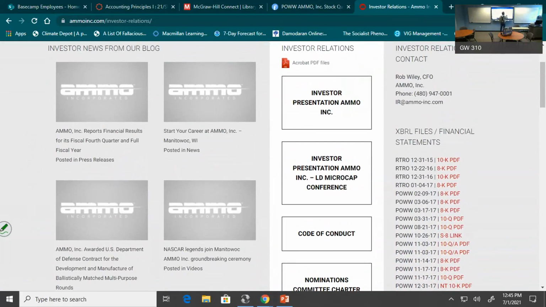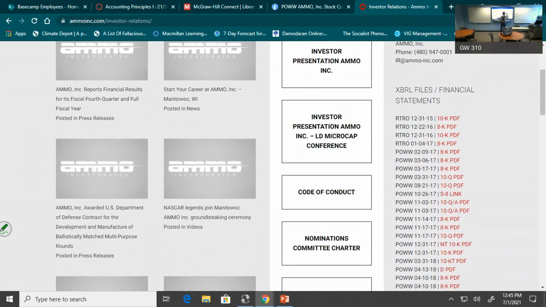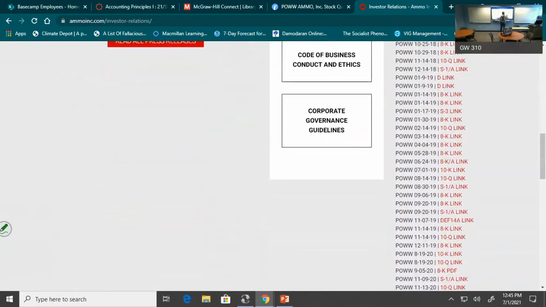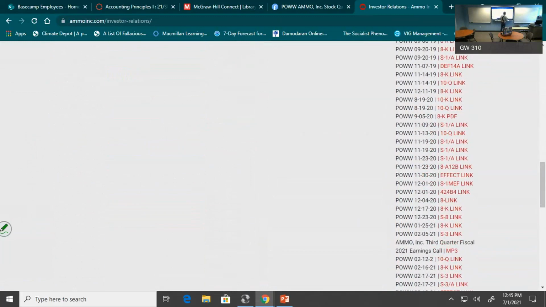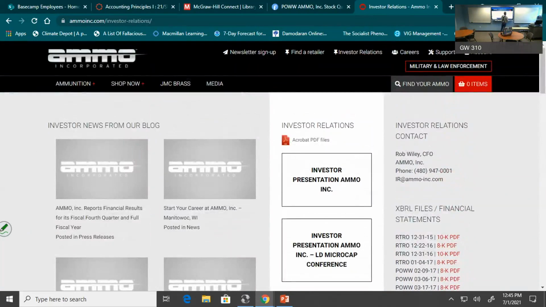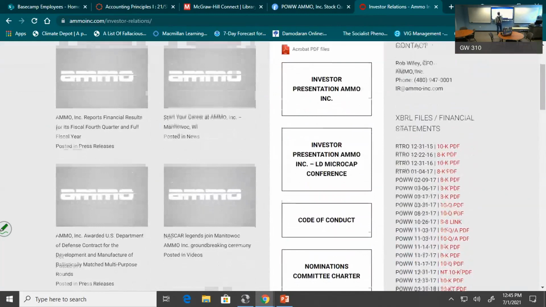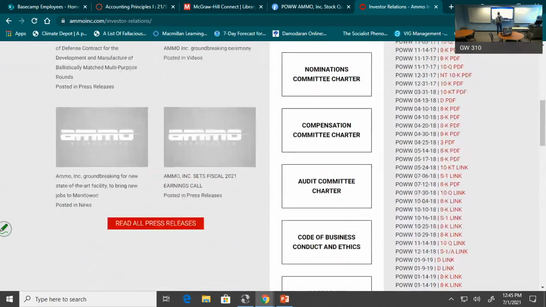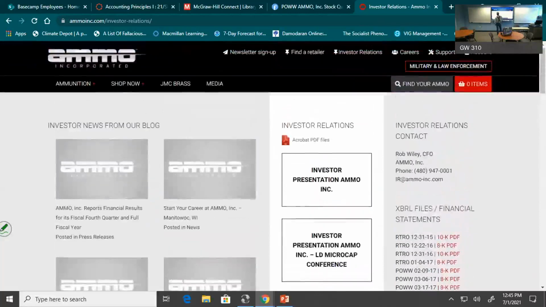This is their financial statements, right? 16, 17, 18. And we would look for, oh God, look at all these AKs. Well, let's narrow it down. Investor relations, investor presentation, code of conduct, compensation, auto. Yeah, that's good. It's all good stuff. But I want their financial statements for this year.